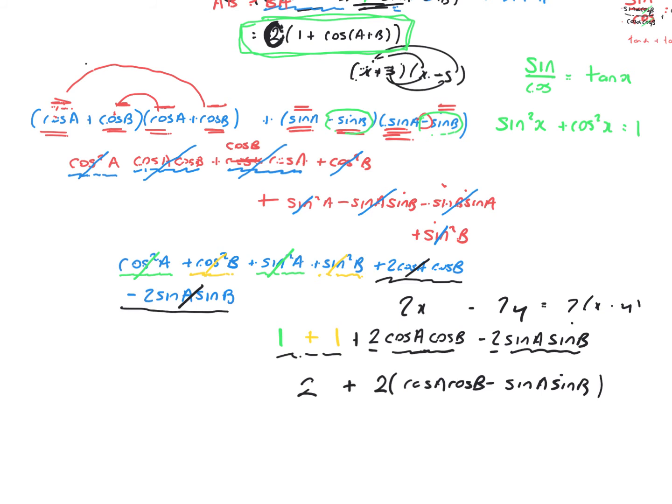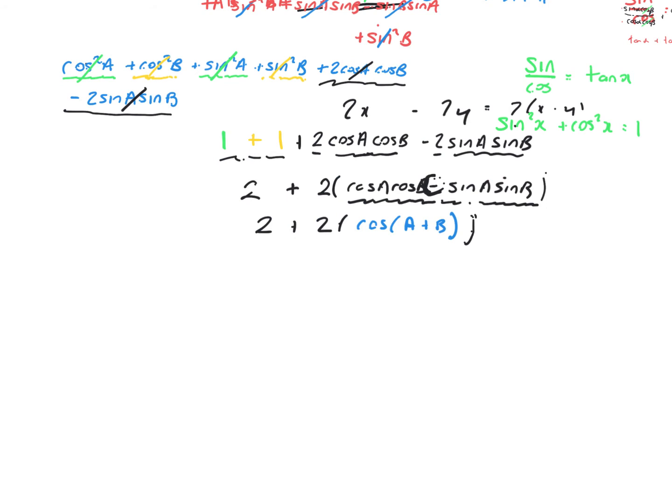So, next move, I'm keeping my eye on the final answer. I've now got 2 plus 2. This should be familiar to you because that is the expanded out version of the cos plus expansion. So that's 2 bracket cos A plus B, because remember for the expansion for cos you switch the sign. Okay, so we're almost there.